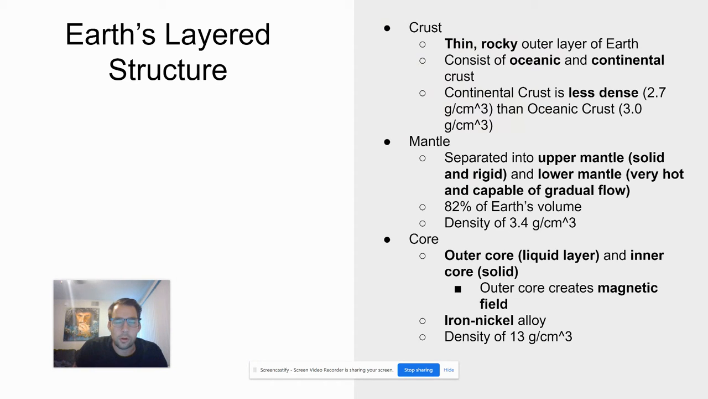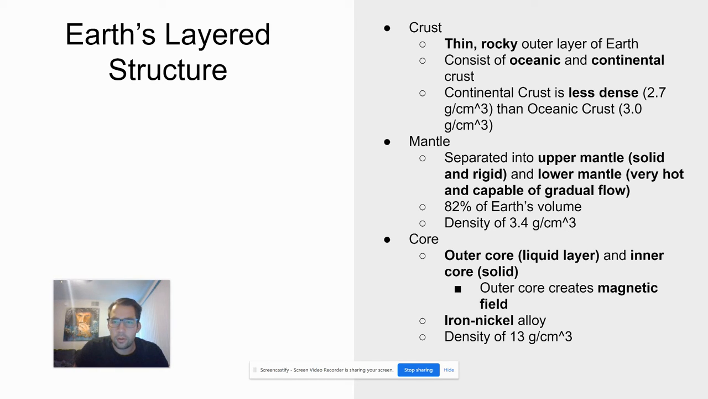So the basic structure of the Earth is we have our crust. That's the layer that we are on right now. It's a thin, rocky outer layer of the Earth. It consists of oceanic and continental crust. An important note here is that continental crust is less dense than oceanic crust. That's going to become important when different plates collide. Oceanic crust is going to end up going on top of, or continental crust is going to end up going on top of oceanic crust.